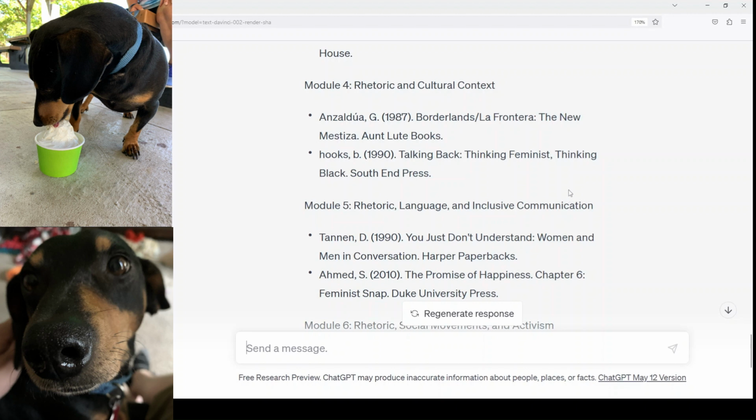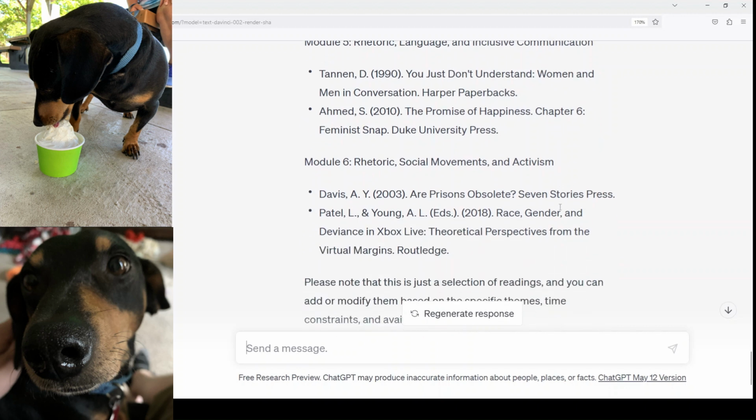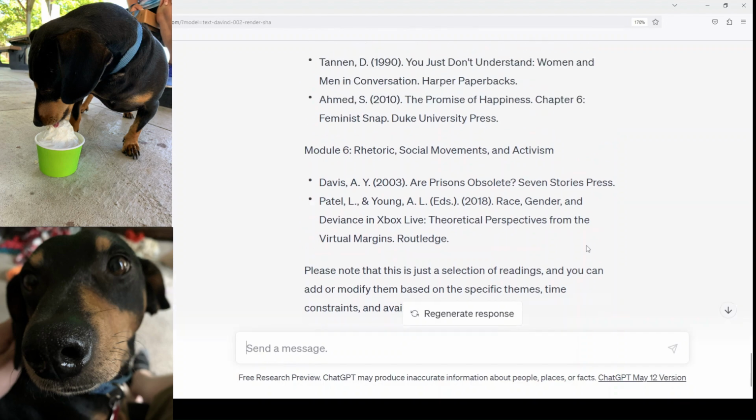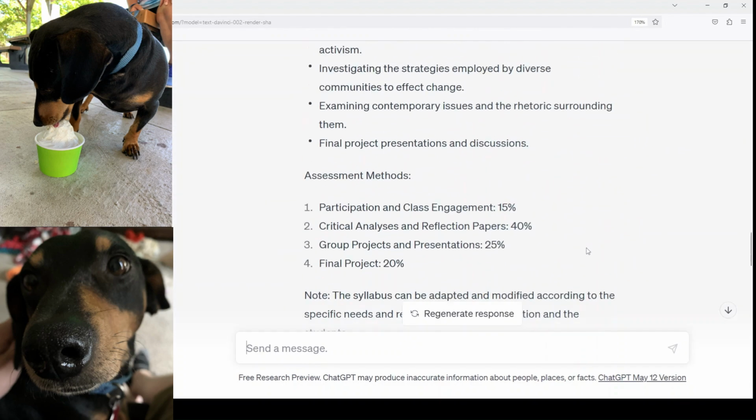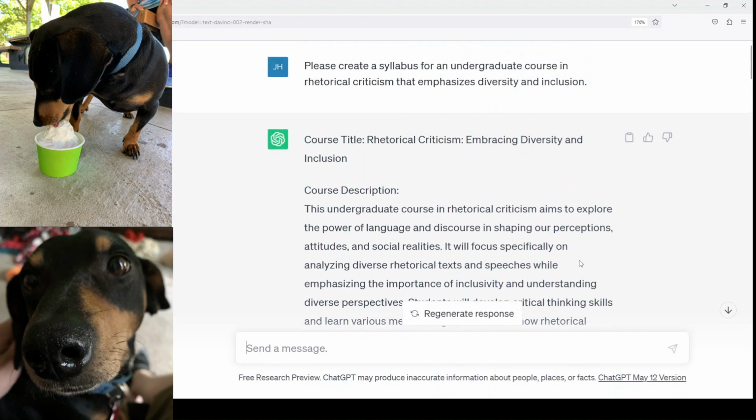For example, down below, Sara Ahmed's book The Promise of Happiness is a good book, but I'm not entirely sure why we are assigning chapter 6. So there's a little bit of this that I'm not entirely sure these readings would necessarily be the ones that you would want to use, especially if you're trying to think of using rhetorical scholarship to do so. But ChatGPT did give us a solid foundation in terms of some of the readings we could use, and an overall organization to the structure of the course that you could follow.